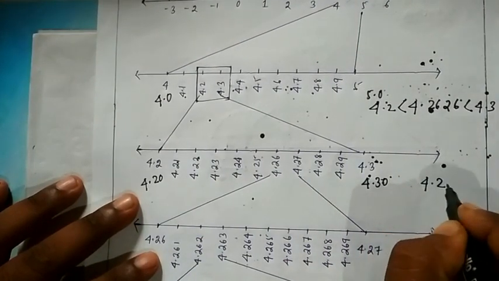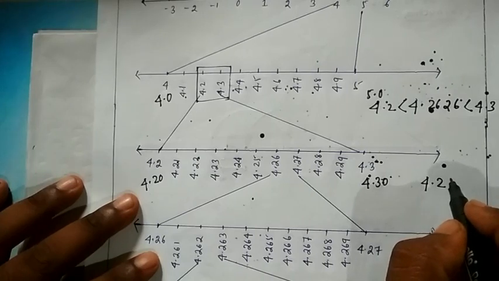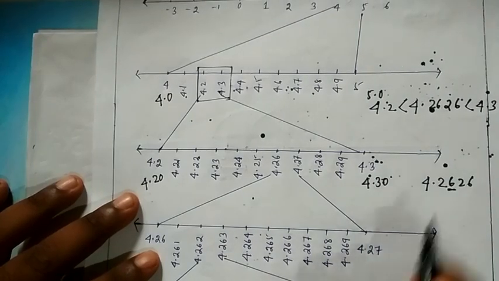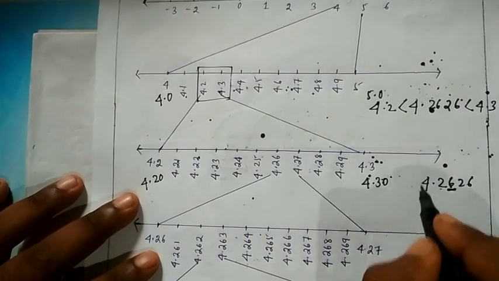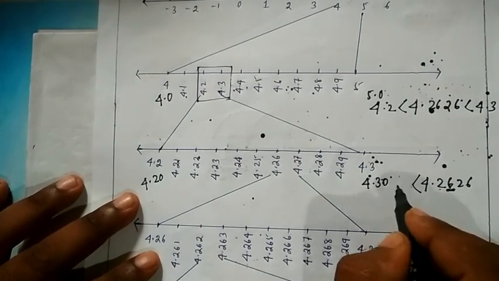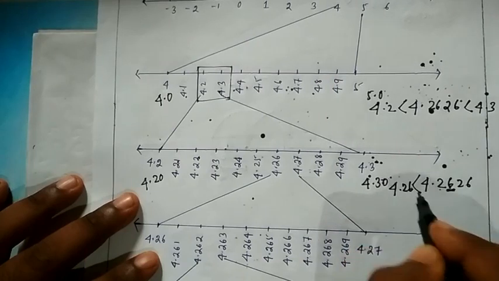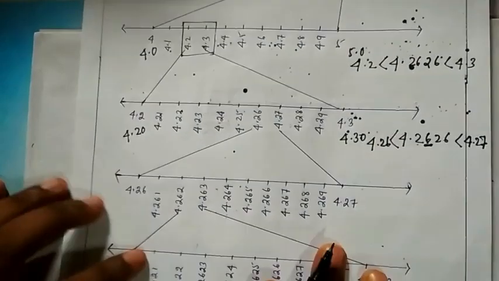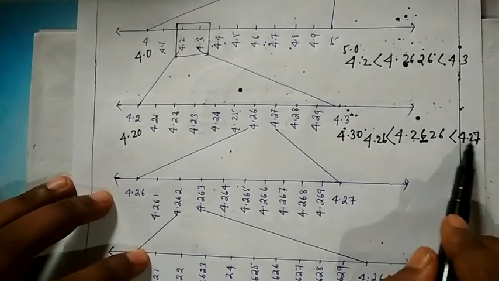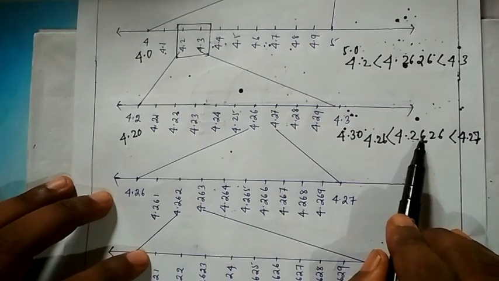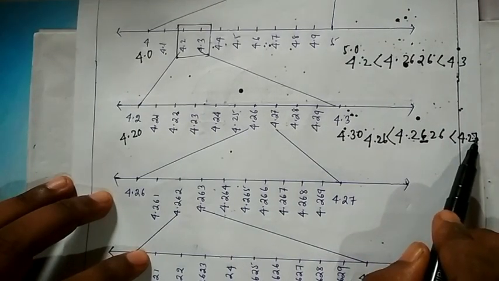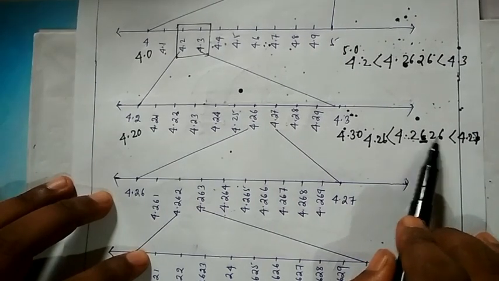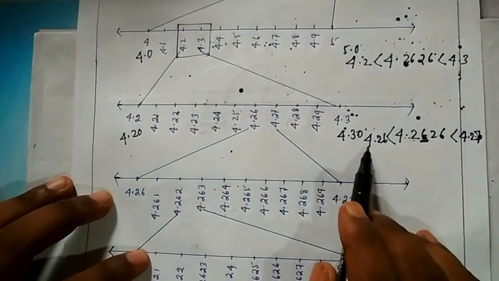So again go for the second digit in the decimal part. In 4.2626, the second digit is 6. First digit 2, second digit is 6. That means 4.2626 will obviously be greater than 4.26 and will be less than 4.27, because 4.27 is greater than this.